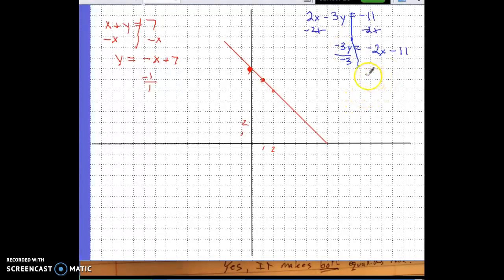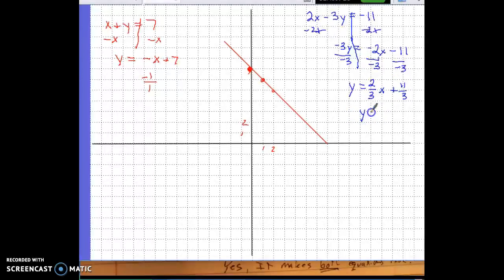Now, I'm going to divide both sides of the equation by negative 3 to get that y by itself. But remember, when we are dividing a number, we have to make sure we divide each term by that number. So I have to divide both the negative 2x by negative 3 and this negative 11 by negative 3. So that's going to give me y equals. Now I have a fraction, but we're not afraid of fractions. So negative 2 divided by negative 3 is really a positive 2/3 x. And the negative 11 divided by negative 3 is a positive 11/3.